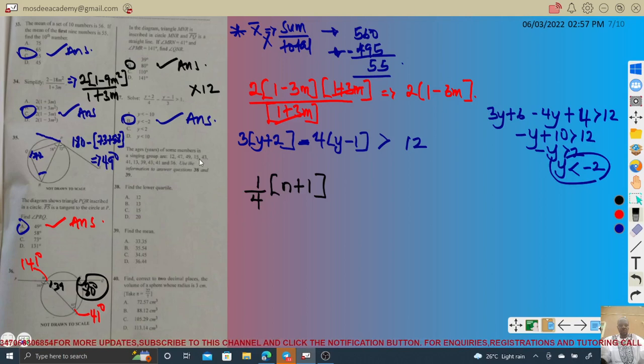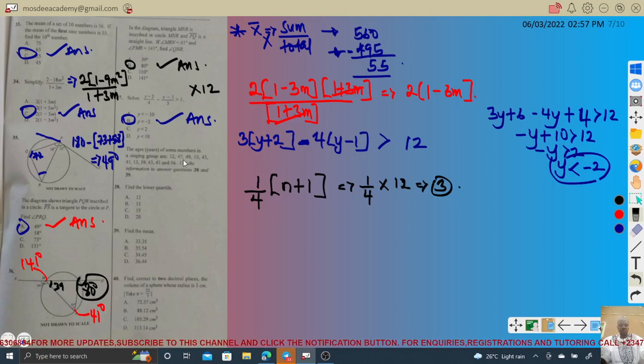1, 2, 3, 4, 5, 6, 7, 8, 9, 10, 11. So it will be 1 over 4 times 11 plus 1, which is 12. So 1 over 4 times 12 is 3. So I'm looking for the third number when I arrange.